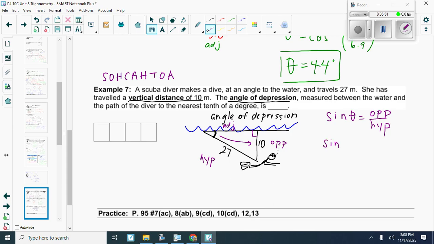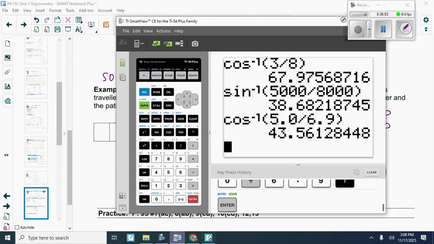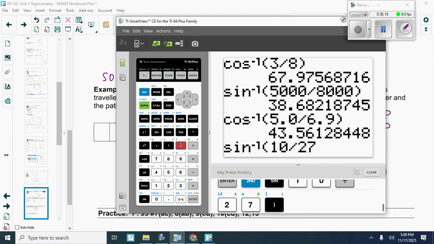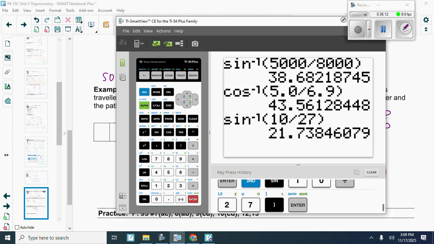So now go ahead and substitute in your numbers. Opposite is 10 over 27. So we're going to take the inverse sine of 10 over 27 and round it to the nearest tenth. So inverse sine, 10 divided by 27. You guys hopefully are doing this on your calculators so that you're checking your work against mine. I'd say 21.7.